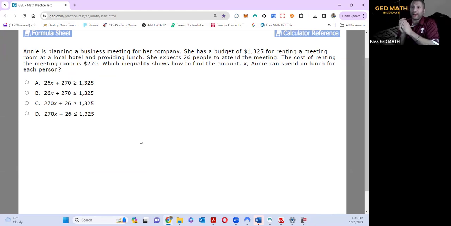So we go into this third problem. It says Annie is planning a business meeting for her company. She has a budget of $13.25 for renting a meeting room at a local hotel and providing lunch. She expects 26 people to attend the meeting. The cost of renting the meeting room is $270. Which inequality shows how to find the amount X Annie can spend on lunch for each person? I'm starting the timer now. And again, you can send your answer in the chat, A, B, C, or D.